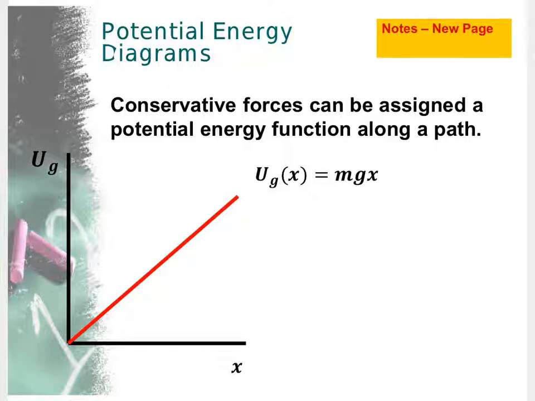In our last lesson we learned about conservative forces, and conservative forces are those that conserve the total energy in an object. And one of the properties of conservative forces is that we can assign a potential energy function along a path. So at a given position x, the gravitational potential energy is equal to m times g times x. We already figured that out. So if we were to plot the gravitational potential energy versus a displacement, then we would get a linear function like this.